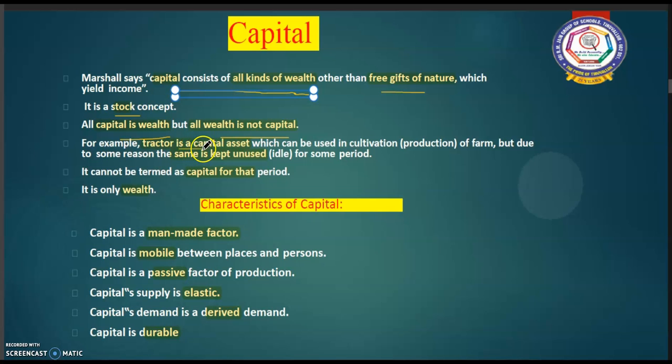For example, a tractor is a capital asset which can be used in cultivation of a farm, but if for some reason the same is kept unused, idle for some period, it cannot be termed as capital for that period. It is only wealth. Now, capital is a man-made factor. Man only can invest the capital, and it changes between places and persons. It differs, and it is a passive factor of production. It is elastic, meaning flexible. It may be high or low. It may decrease or increase. Capital's demand is a derived demand. If there is a demand for a particular product, then only the producer will invest more. And it is durable.